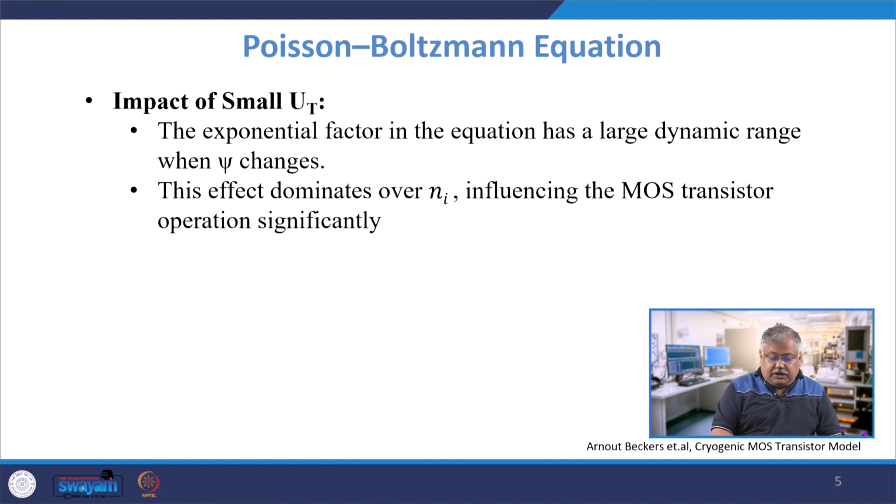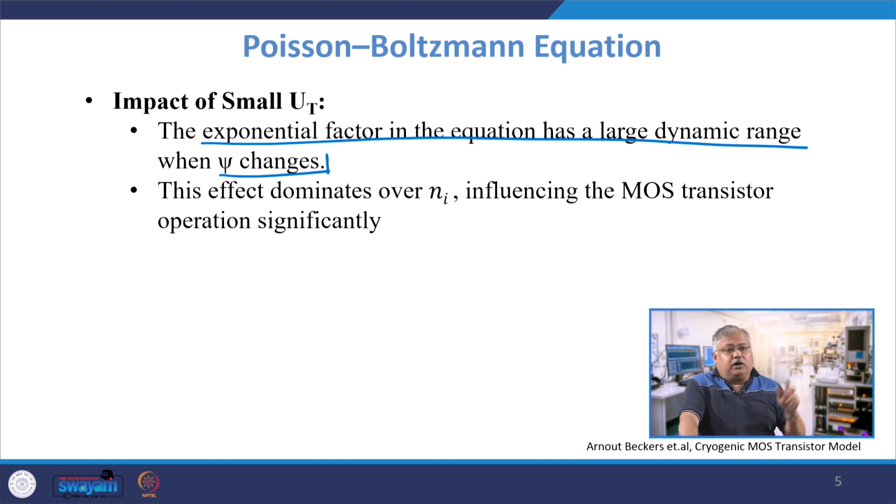So, that is what I have written here. The exponential factor in the equation, right, has a large dynamic range when psi changes. So, when psi changes by even maybe 5%, the overall number of charges changes by a drastically large amount, and therefore, this dominates over Ni, and therefore, the MOS transistor operation is significantly affected.